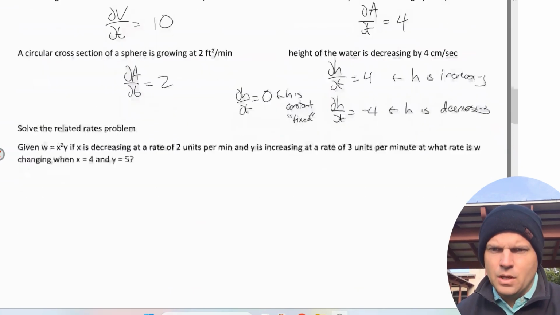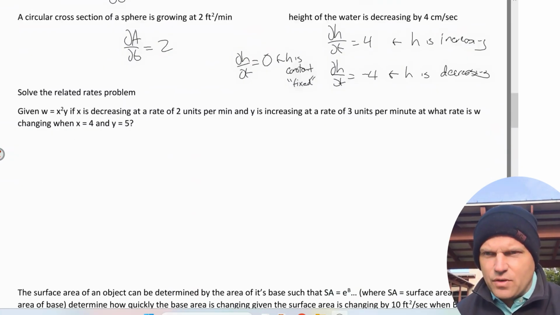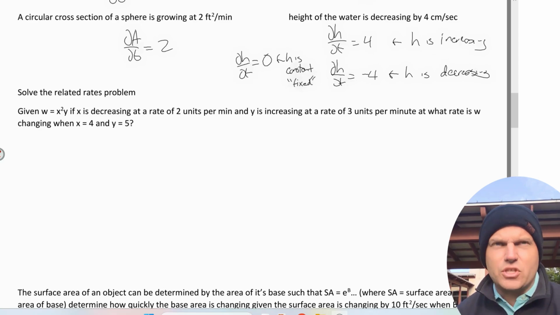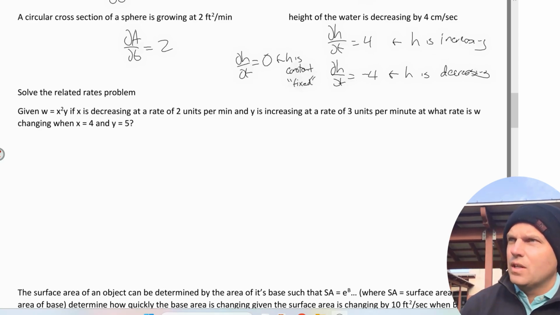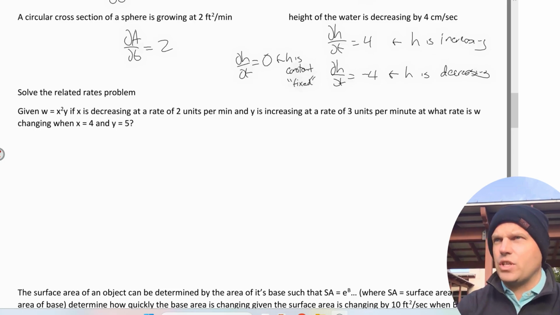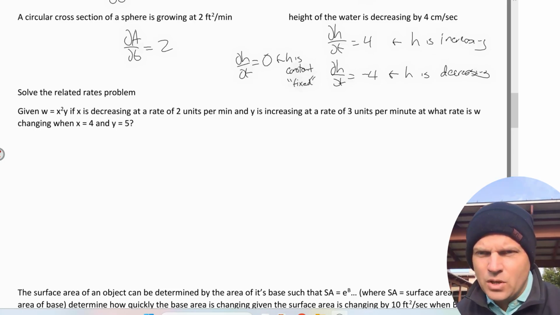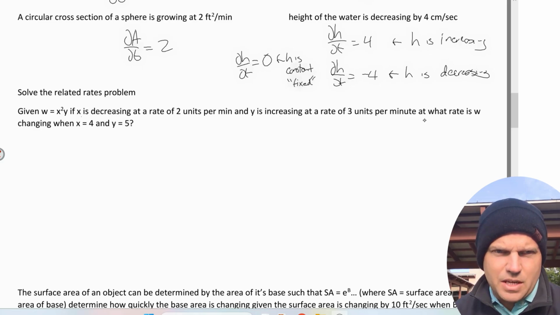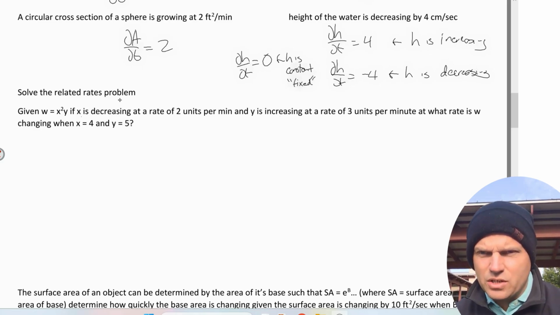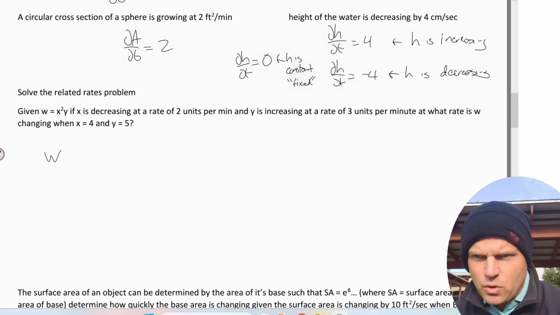All right. This is kind of like the next level up where I'm not giving you information in terms of dx/dt equals this, dy/dt equals that. You're going to have to change the statement into calculus notation. So you have this equation, w equals x squared y. This is like our central equation, which we'll need to find a change equation for by taking a derivative, which I'll do in a second.